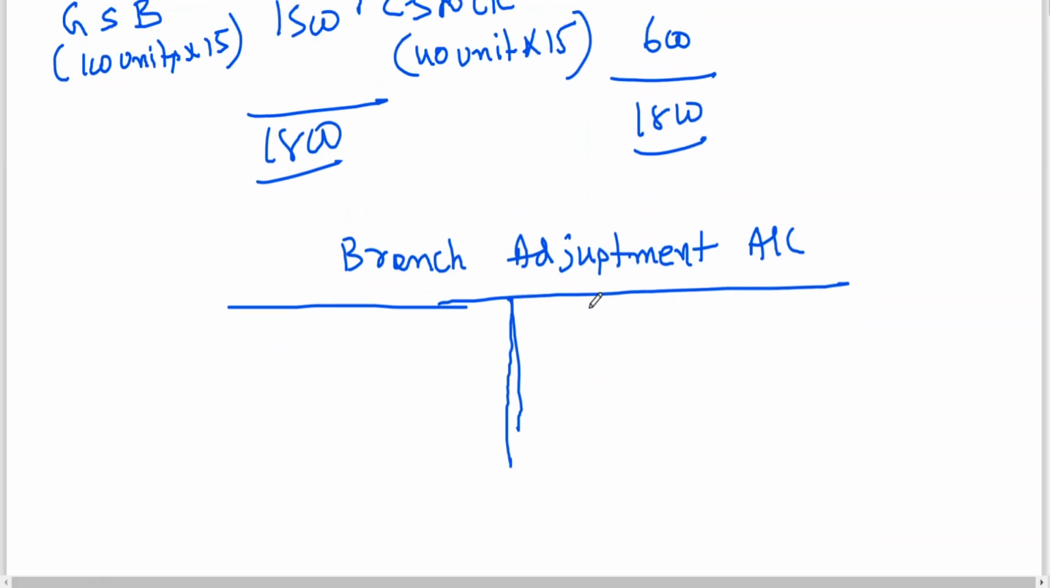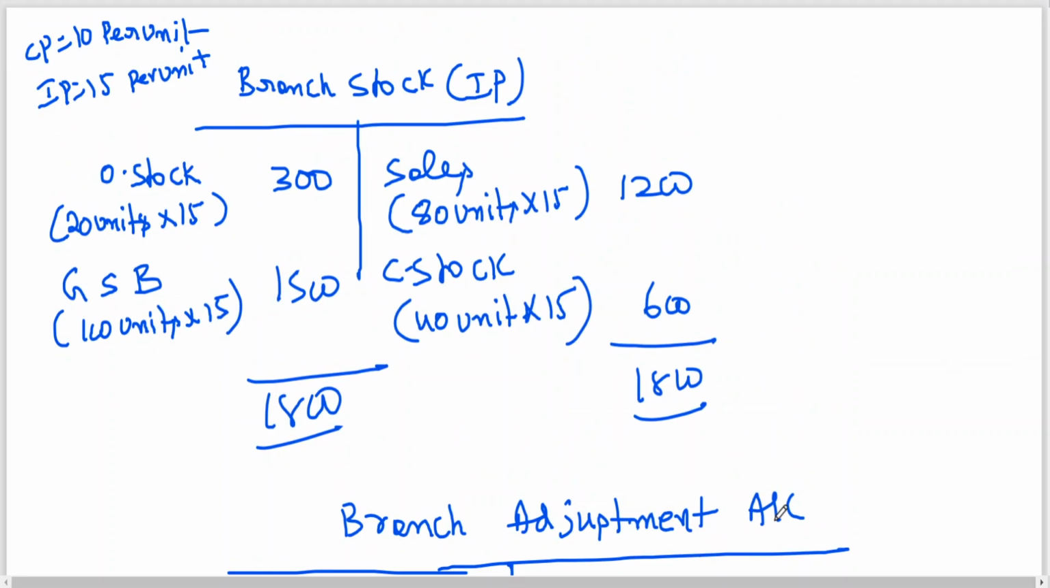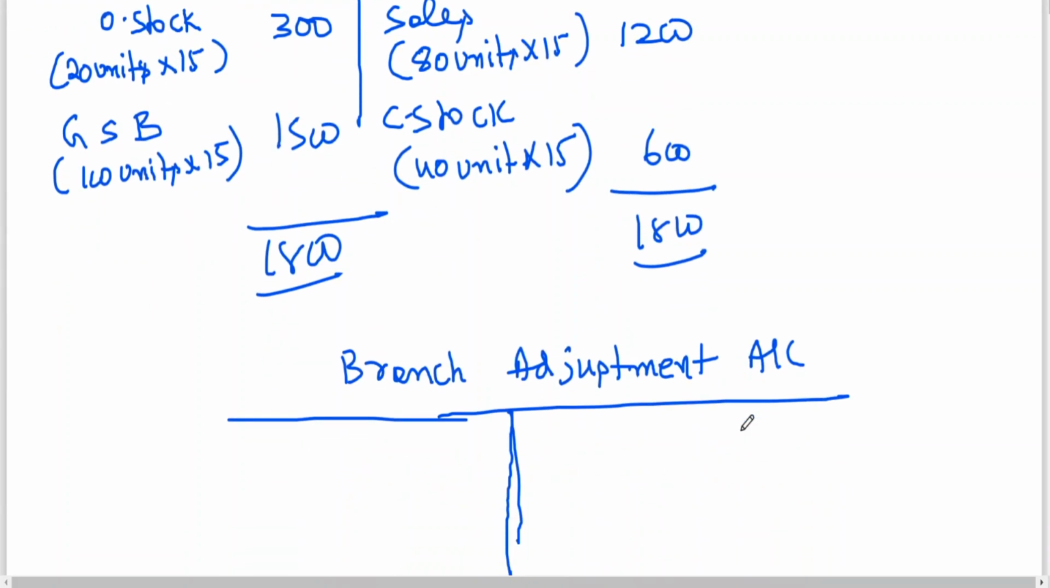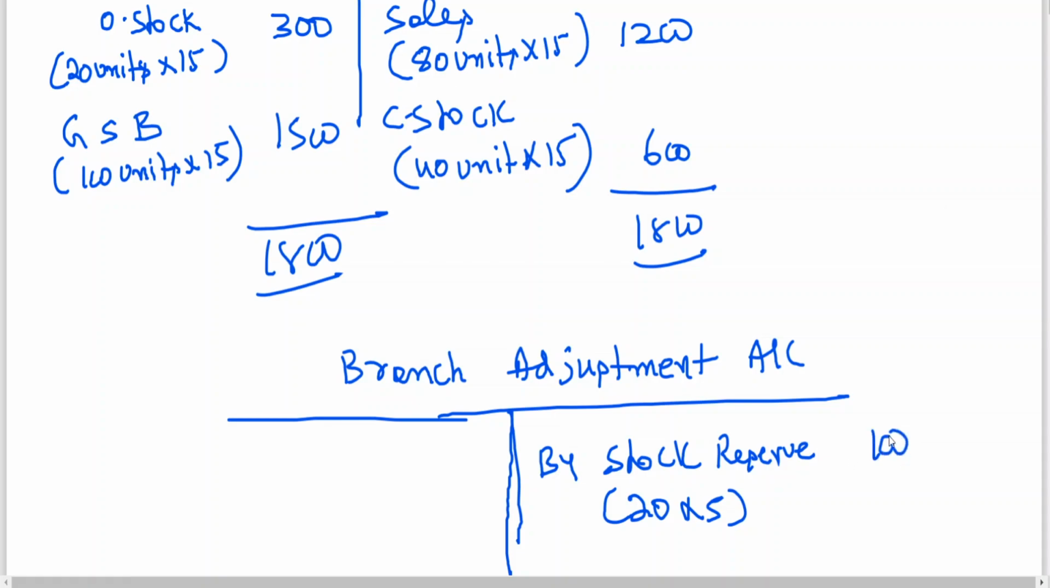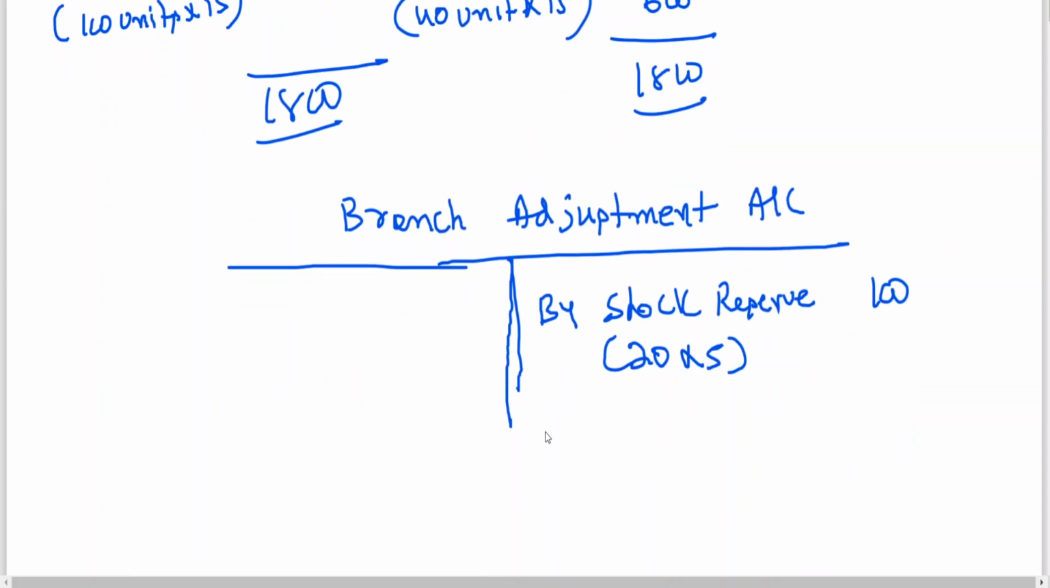In the branch adjustment account, I told you, opening stock loading will appear on the credit side. What is the loading? 15 minus 10, 5 rupees is loading, no? So by stock reserve, 20 units into 5 rupees, 100. Loading on goods sent to branch, 100 into 5, 500.